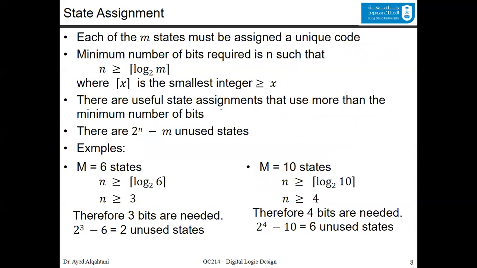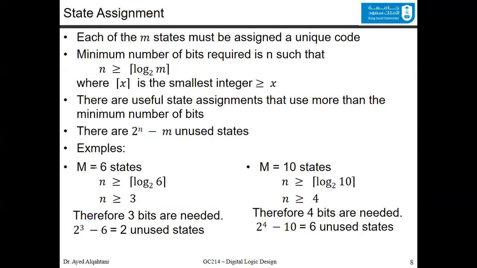There are useful state assignments that use more than the minimum number of bits. If you want the minimum, then it will be the lower bound, which is this one. And there are different state assignments that take more than that. If you specify the number of bits that you want, n, then there are 2 to the power of n minus m unused states.